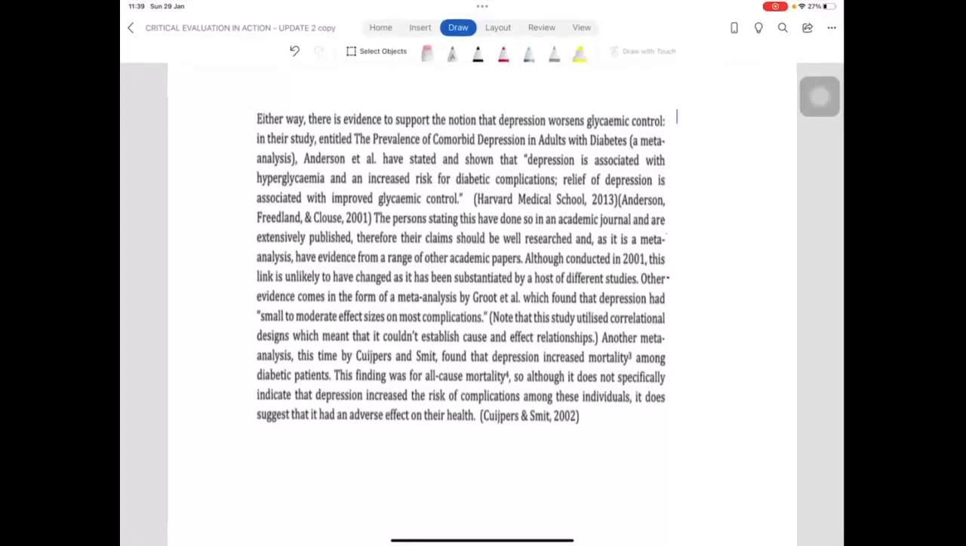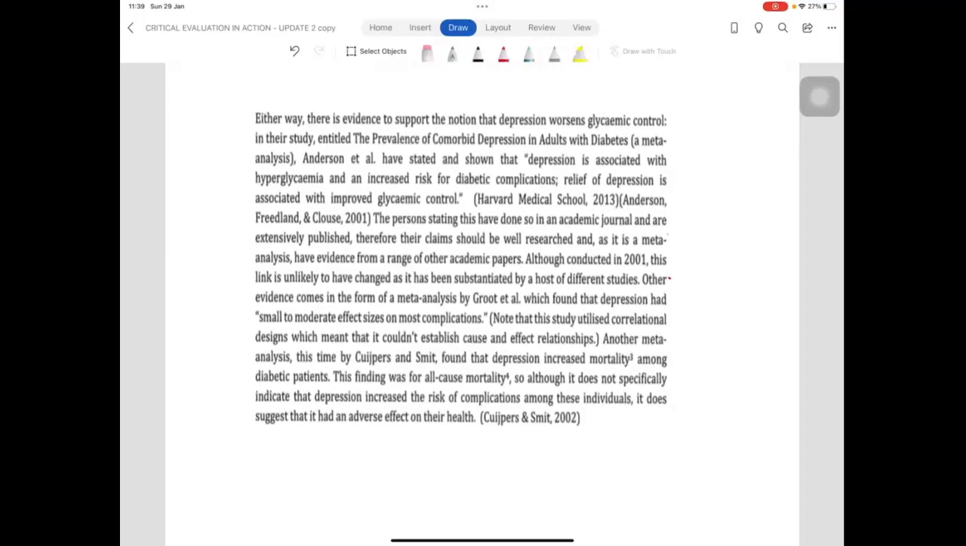Okay, moving on to a different type of EPQ. This one is very interesting. It looks at the connection between stress and diabetes. And it's got some excellent critical evaluation of sources. It says, "Either way, there's evidence to support the notion that depression worsens glycemic control." It finds a really good study here to back it up, and it points out that this is a meta-analysis.